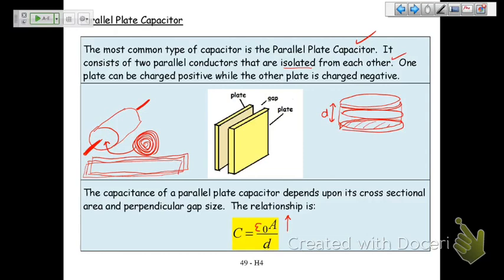And then we want the numbers to work out right, so we have a constant of proportionality, because A is in square meters and D's in meters. So to get farads, I've got to do something. So I have a constant of proportionality, my epsilon naught.